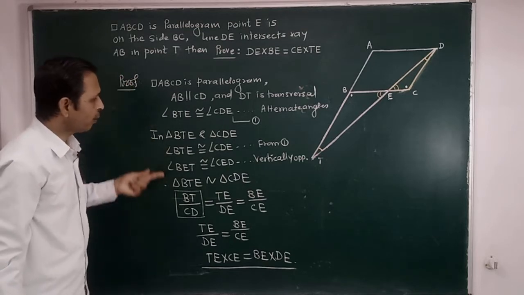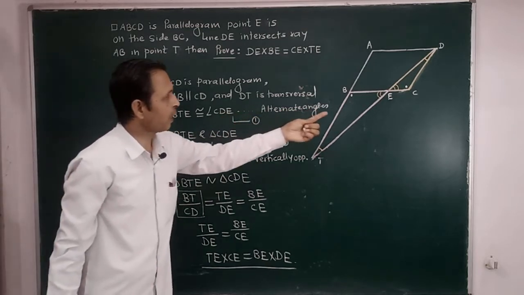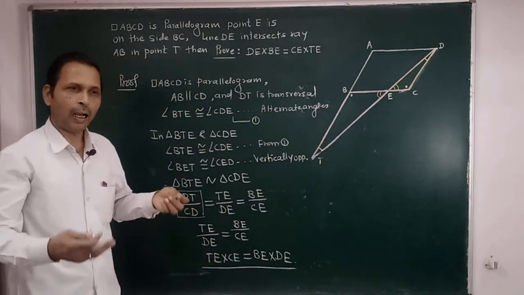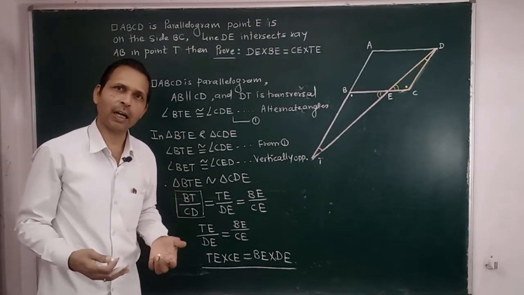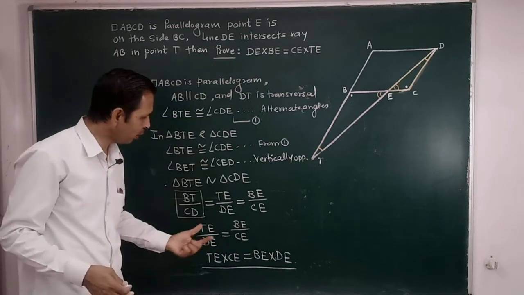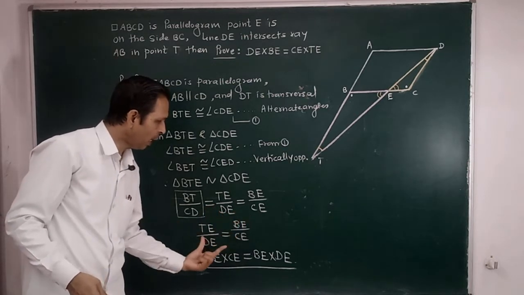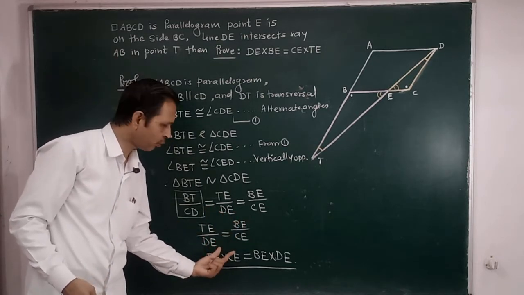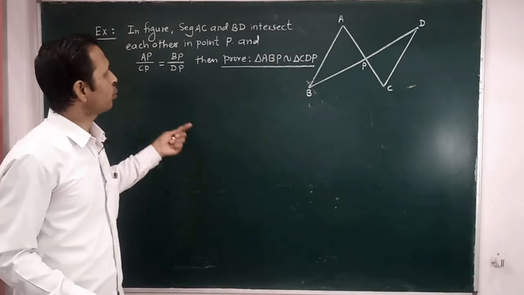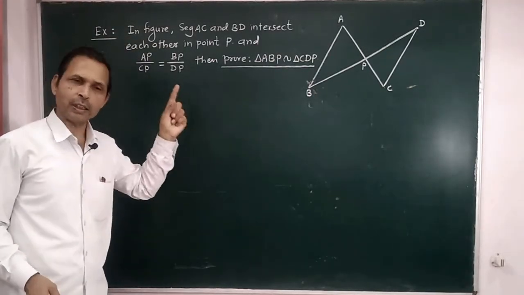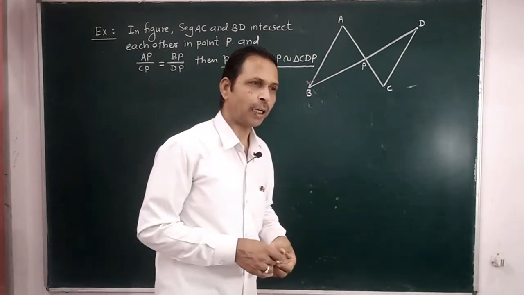Now in this example, first we show the triangles are similar and write the corresponding sides of those similar triangles, which are in proportion. Write their proportion and cross multiply the ratios, and we will get the proof. Let us try to solve another example which is again based on the similarity of triangles.